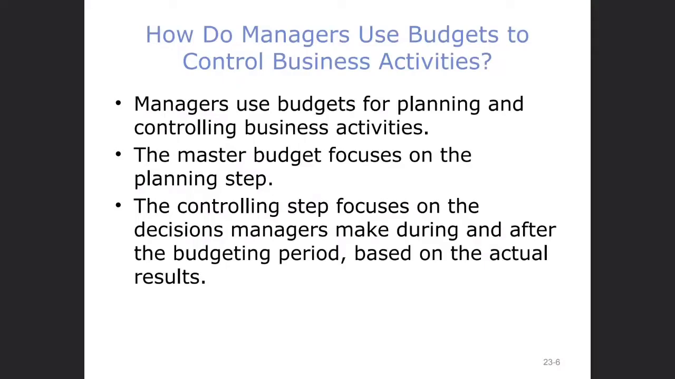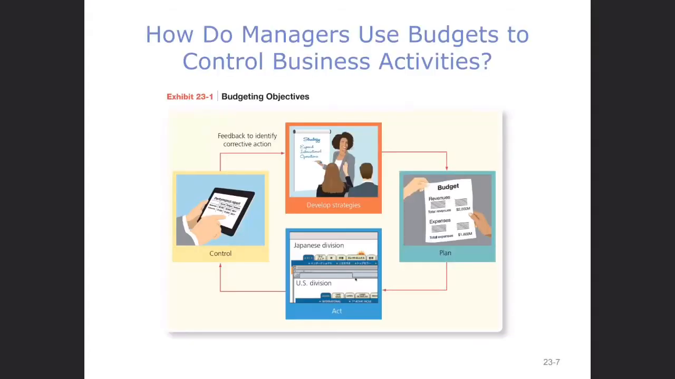The controlling step focuses on the decisions managers make during and after the budgeting period based on the actual results. So here we have a diagram. How do managers use budgets to control business activities?